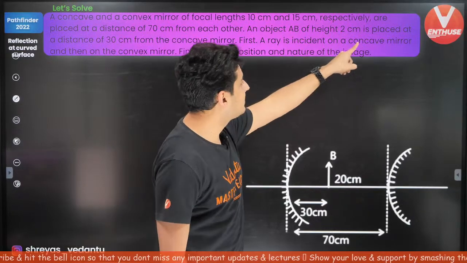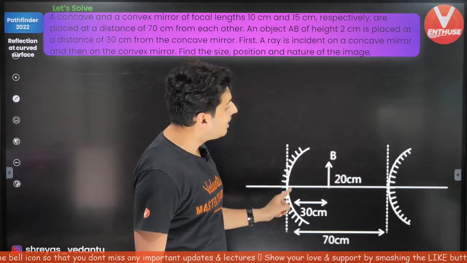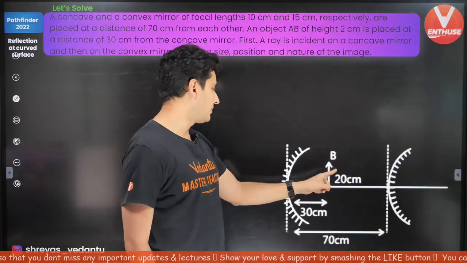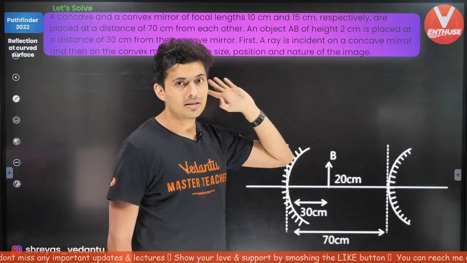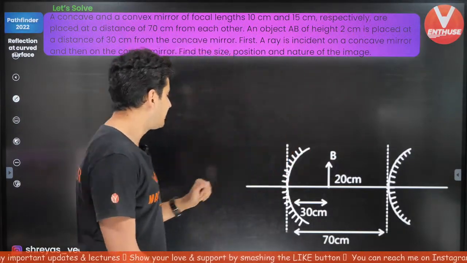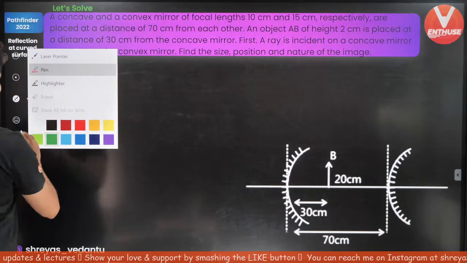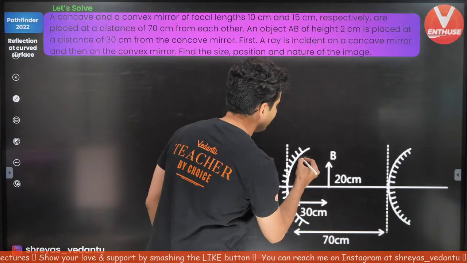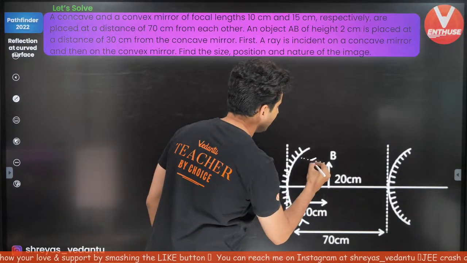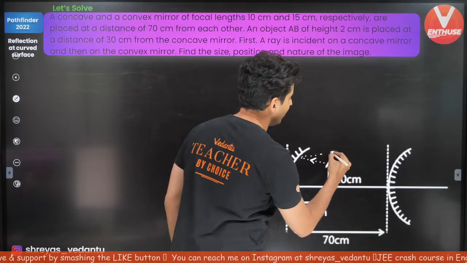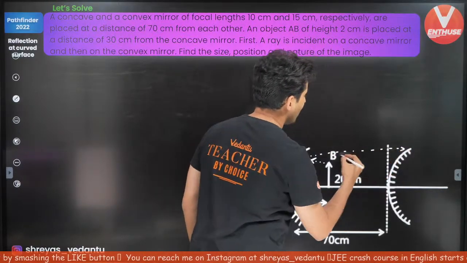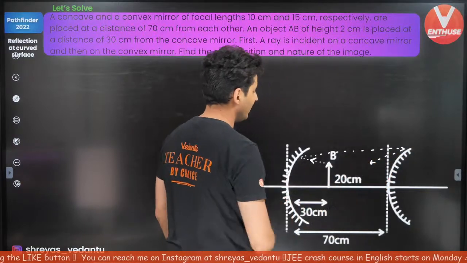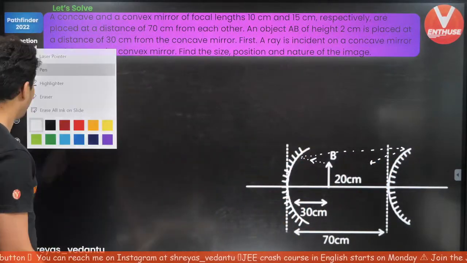First, the ray is incident on the concave mirror, then on the convex. The ray goes like this and then on the convex. That means you should first consider this event. The ray will go like this, reflect on the convex mirror, and then form the image somewhere else. So that's what is going to happen.